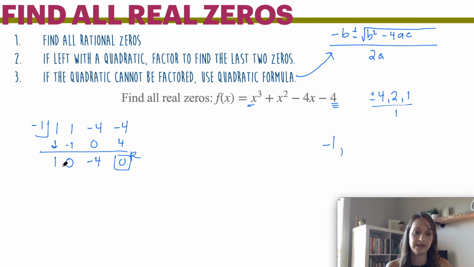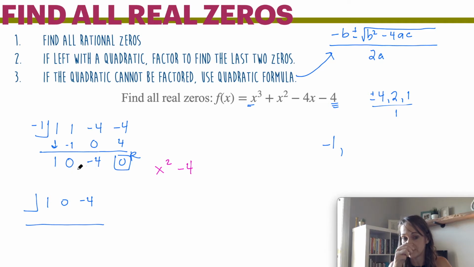Now, at this point, we can either create a new synthetic division and choose another number based off of this, or I can notice that this, if I was to write this out, this is x squared minus 4 because there is no x value because it was 0. At this point, I can actually go ahead and set it equal to 0 because I can solve this equation.